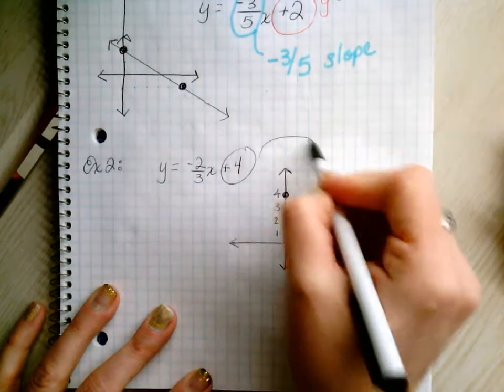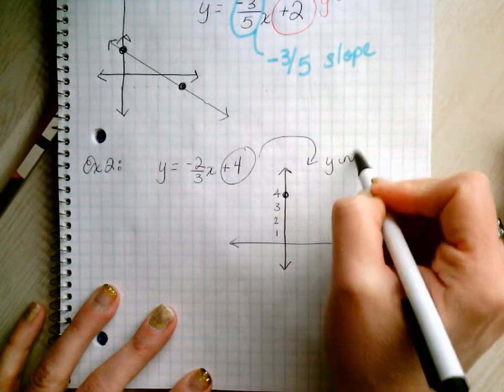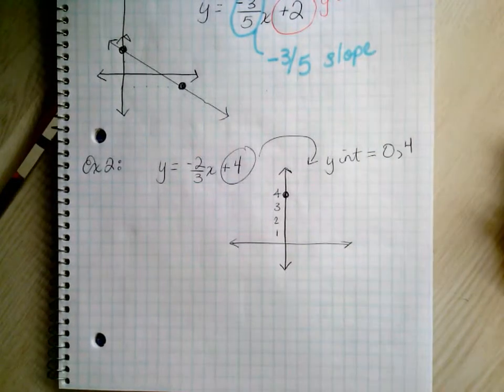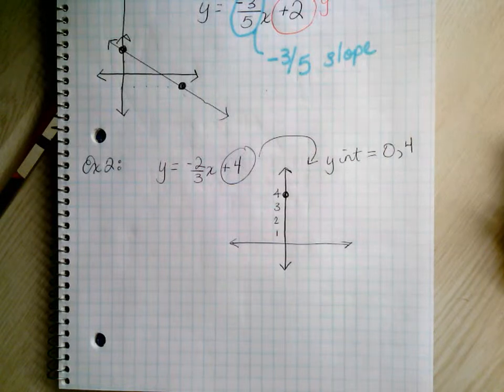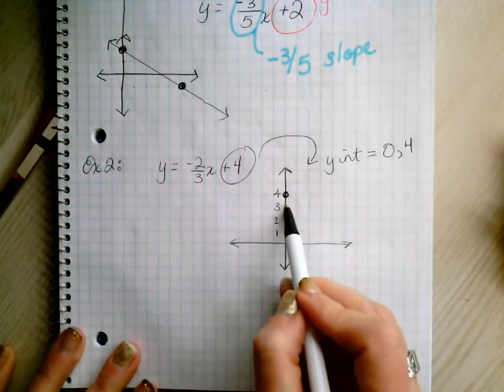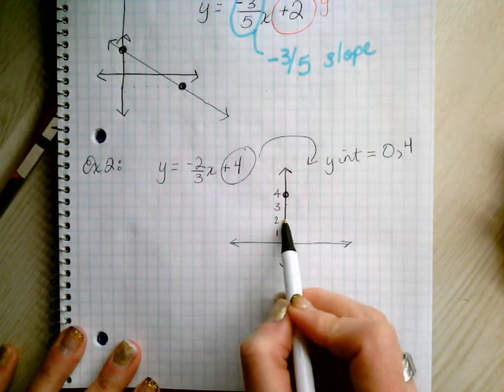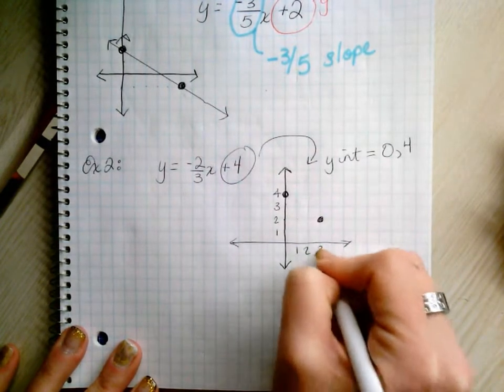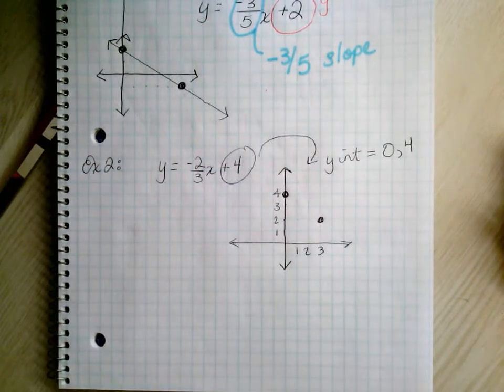Because of this, y-intercept is located at 0, 4. Okay? Over 0, up 4. My slope is -2 down, right 3. -2 down, right 1, 2, 3. 1, 2, 3. Okay, there's my points. All right.